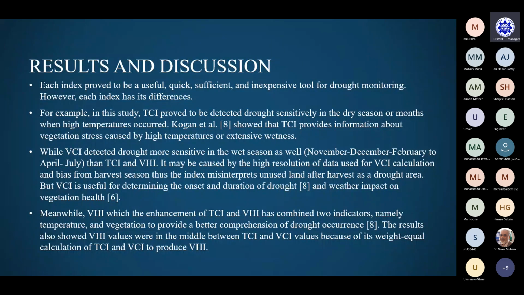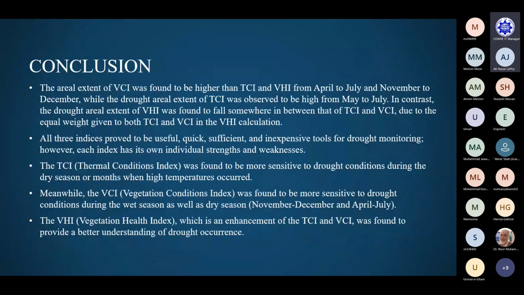Conclusion: the aerial extent of VCI was found to be higher than TCI and VHI from April to July and November to December, while the drought aerial extent of TCI was observed to be high from May to July. In contrast, the drought aerial extent of VHI was found to fall somewhere in between that of TCI and VCI due to the equal weight given to both TCI and VCI in the VHI calculation.